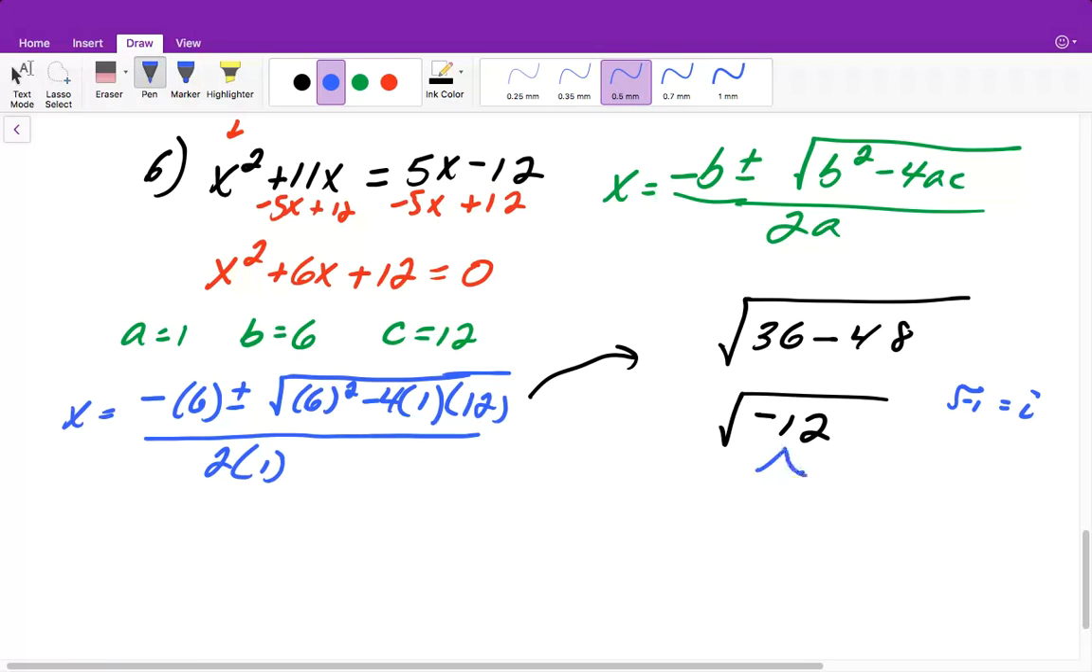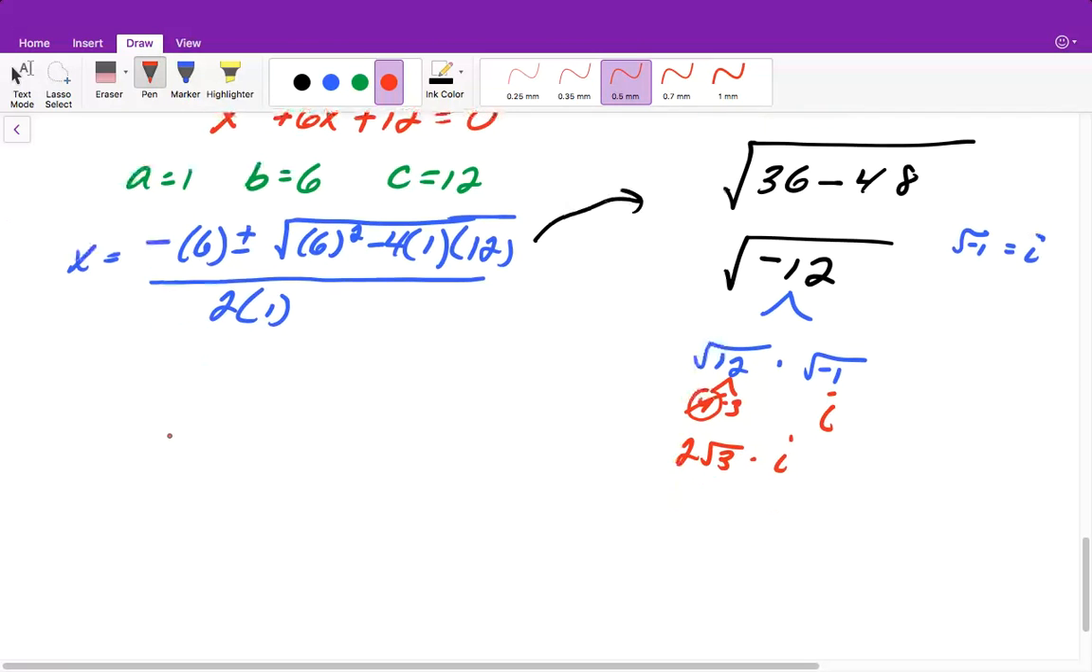So we can separate these as the square root of 12 times the square root of negative 1. I know the square root of negative 1 is i, and now I can look to reduce this 12. Well, 4 times 3 gives me 12, and I can take the square root of 4, so I can pull that out. So it's 2, and the square root of 3 remains. So this is then equal to negative 6 plus or minus 2 times i times the square root of 3 all over top of 2.